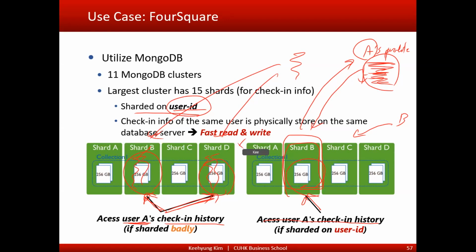So in this case, sharding based on user ID will allow it to check only documents stored in one server. We have to only check 256 gigabytes of documents, then we will know all the history of user ID. So in that way, FourSquare, by using user ID as a shard key, can increase the performance because all the user ID information is stored in one server physically.